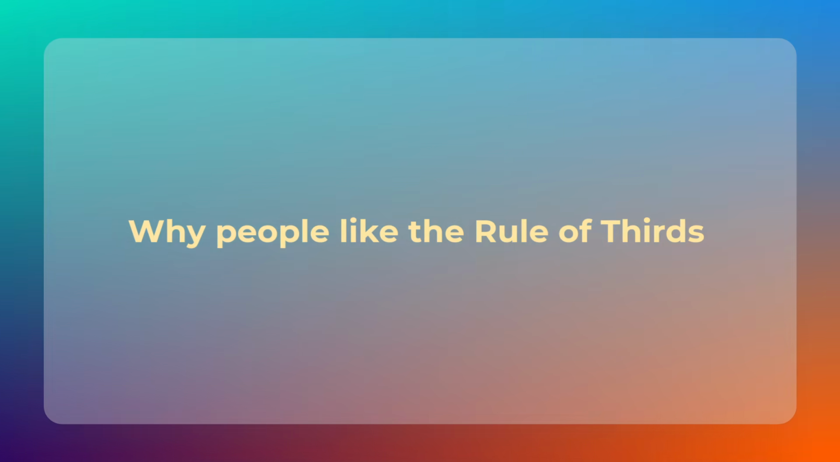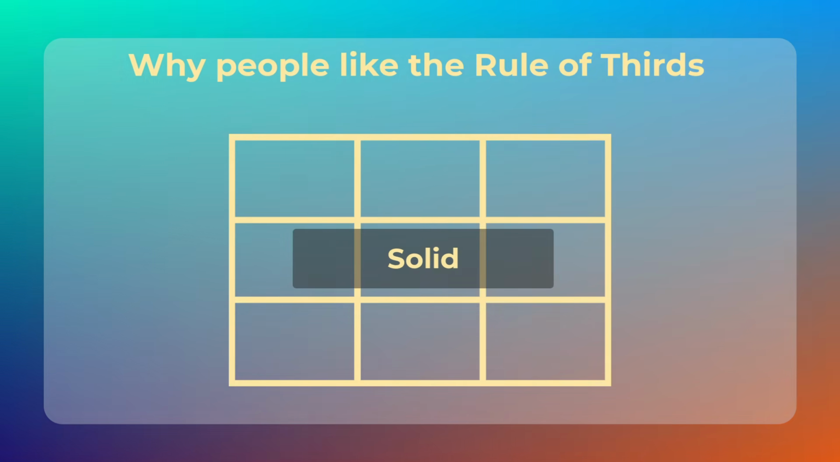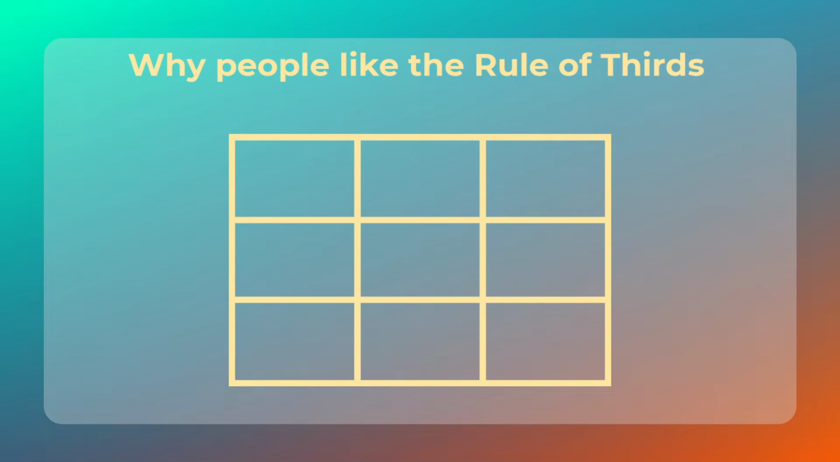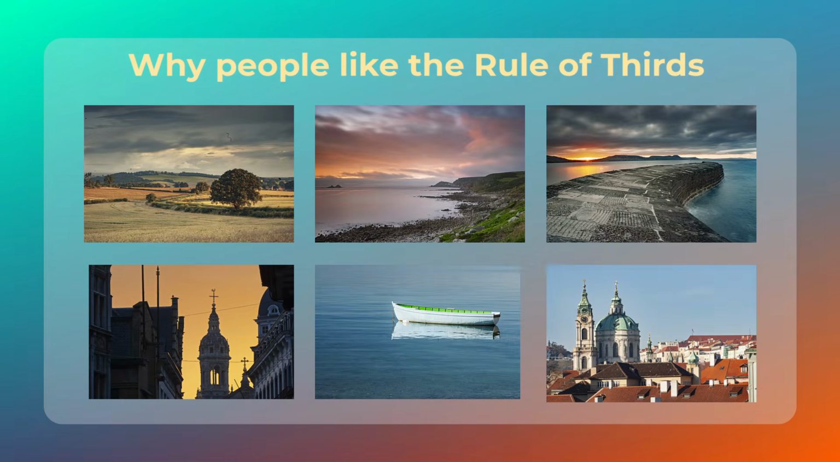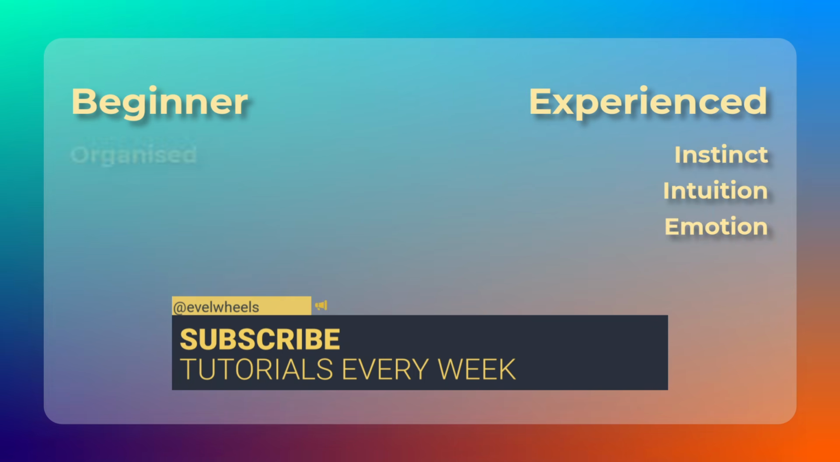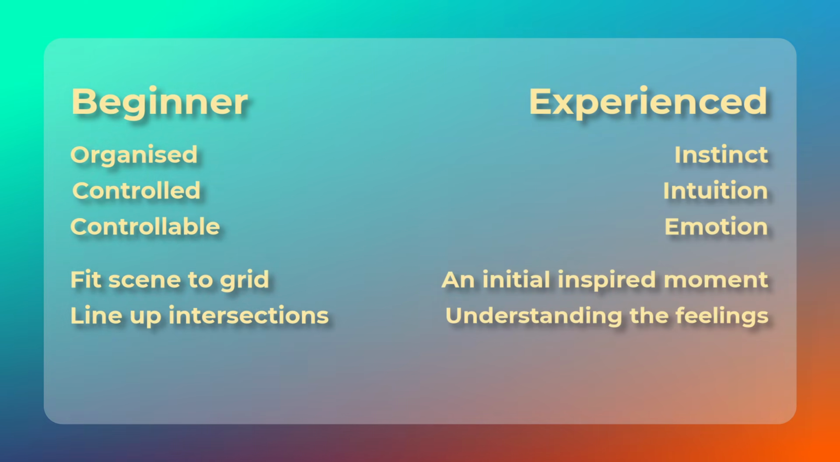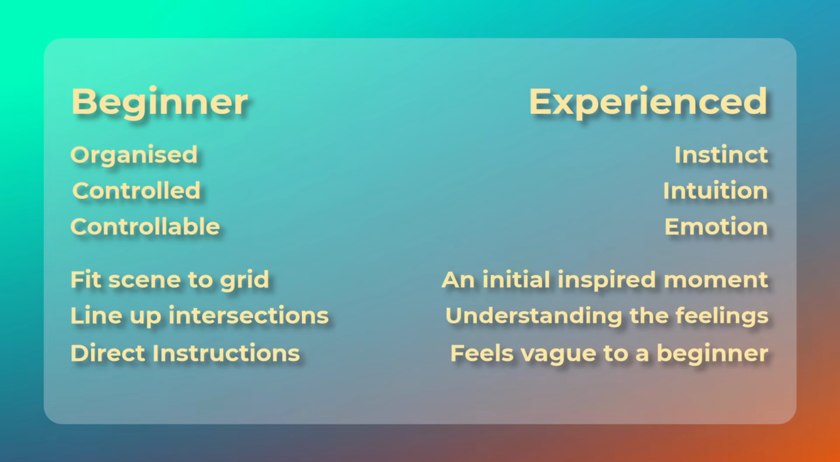So the reason beginners are drawn to grids and templates like the rule of thirds is because they feel precise, and they are precise. Everything feels organised and solid and controlled and controllable. And that's actually the strength of these systems. They're simple to understand, easy to apply, and yes, they do even work sometimes. But then you have this other side of photography that experienced photographers rely on far more, and that's instinct, intuition, and emotion. And that initial moment where something just feels like a photo, and then from there it becomes about reacting to that. The problem is, that process feels vague at first, especially when you're used to grids and templates telling you exactly where things should go.